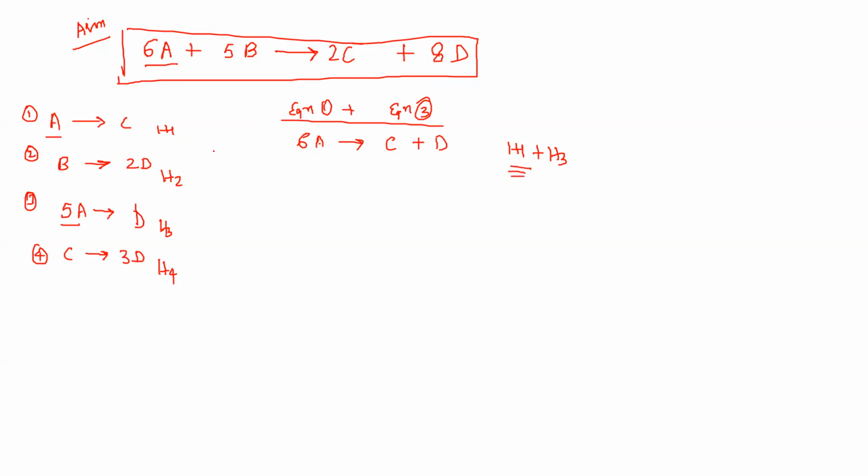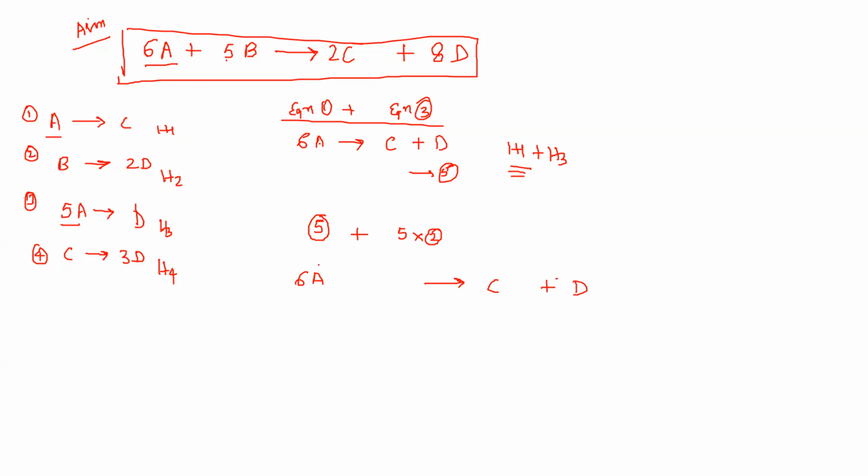All right. Now we need 5B over here. So we are going to multiply equation number 2 by 5, and we are going to add it to this equation. Let's call it equation number 5. So we'll do equation number 5 plus 5 into equation number 2. When we do that, we have equation number 5 as 6A gives C plus D, and then we have 5 into equation number 2.